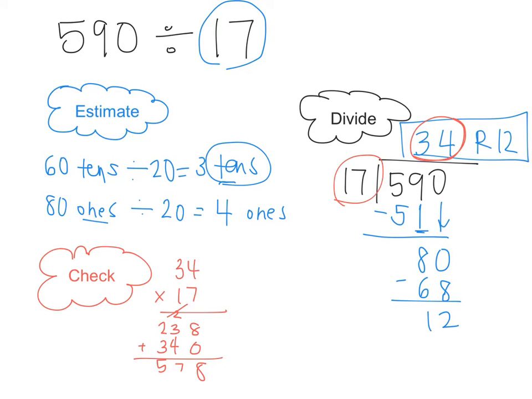Uh-oh. That's not my whole. I don't feel good about it yet. What should I do, Lakshan? Add the remainder. I need to add the remainder. 578 plus 12 is 590. So I can put a check mark here because it matches up with my whole.